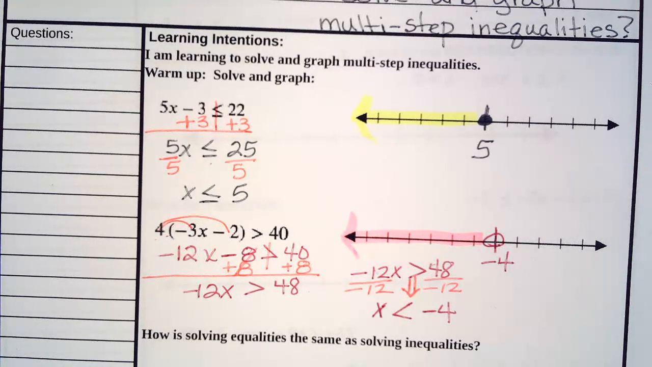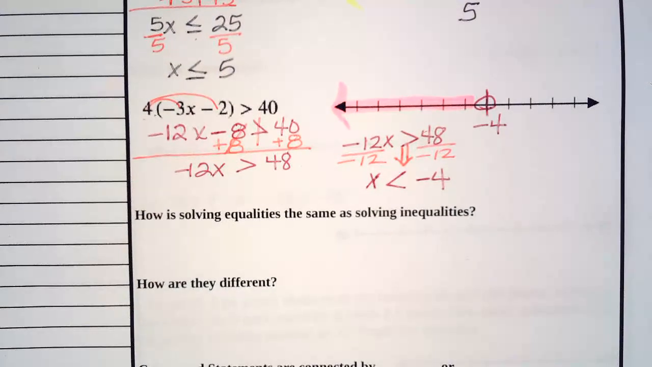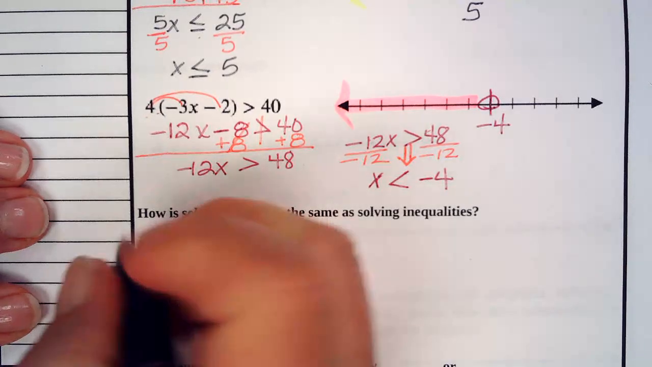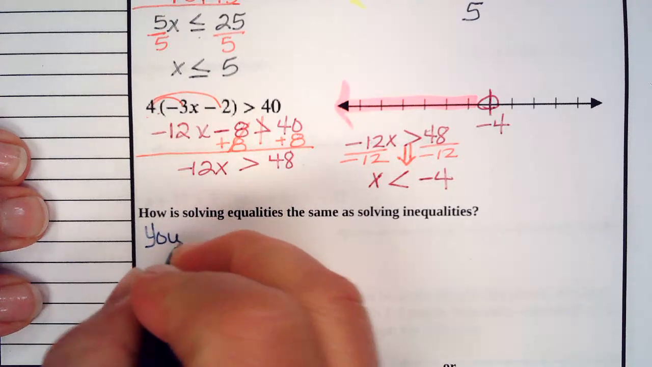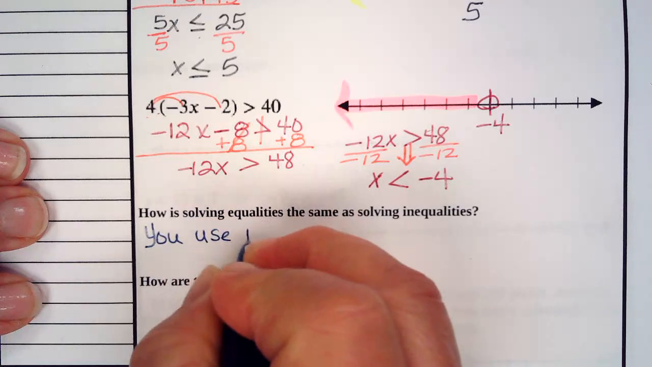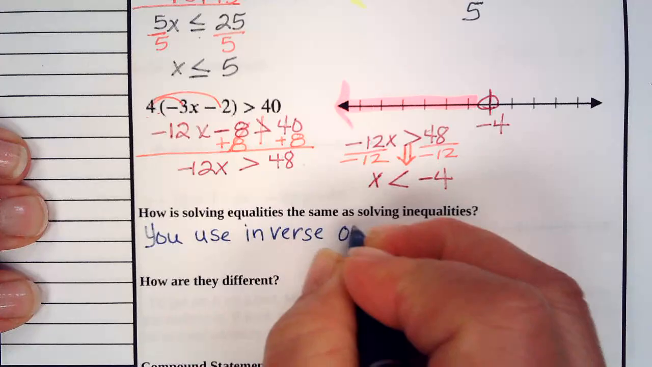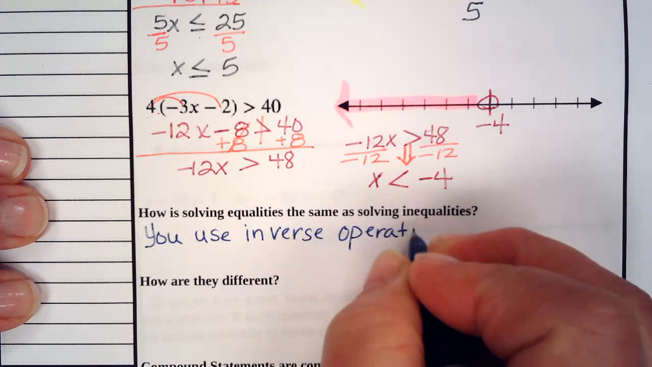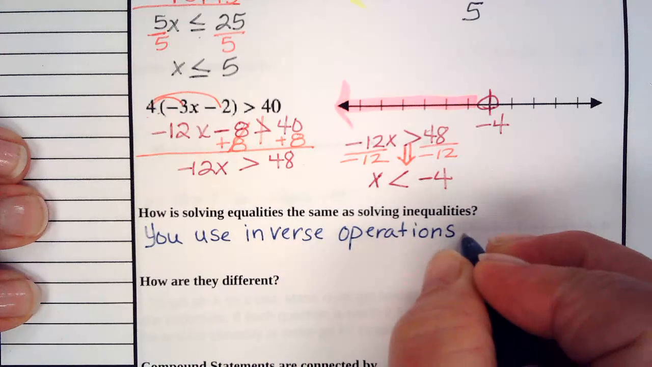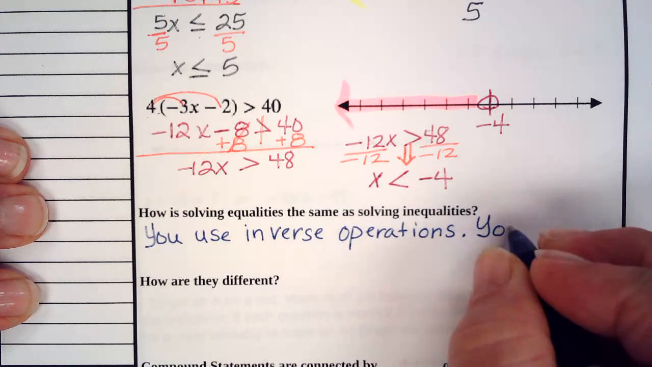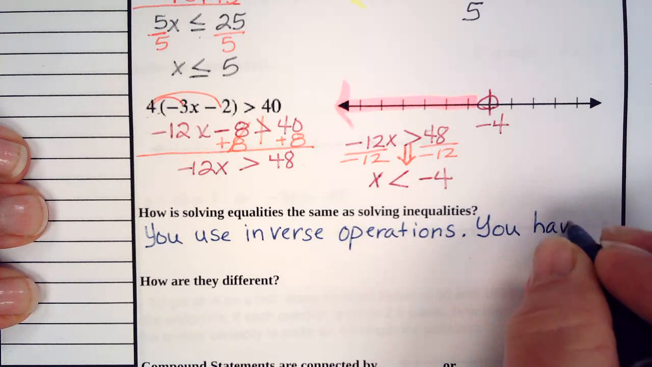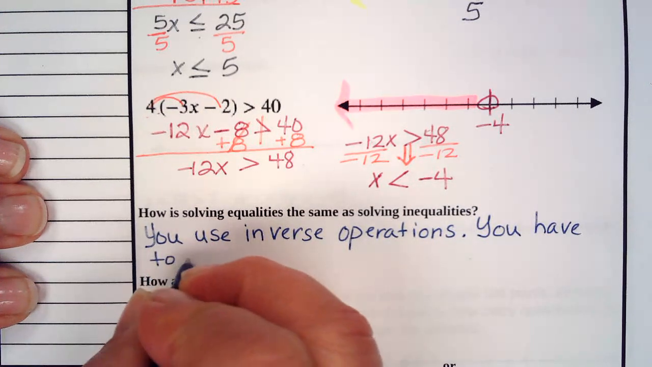So let's think about this. How are equalities and inequalities the same? How is solving them the same? You use inverse operations. And you have to simplify before you can get started. You have to simplify both sides.